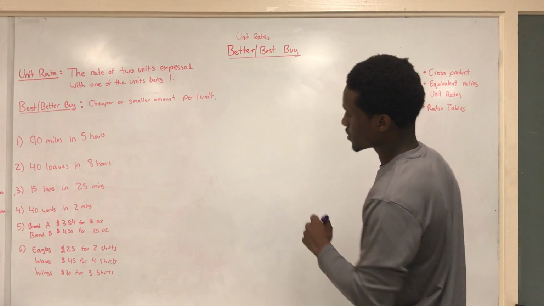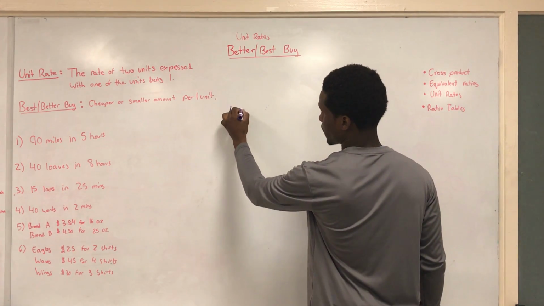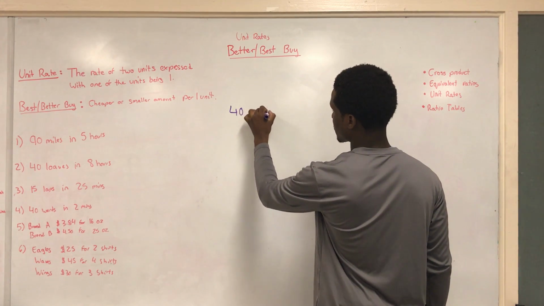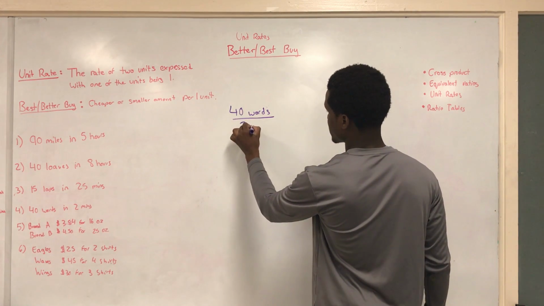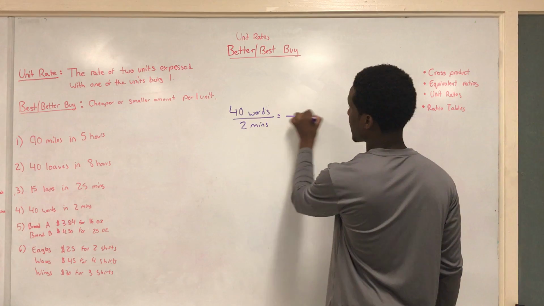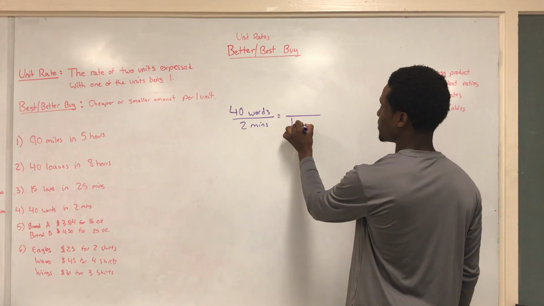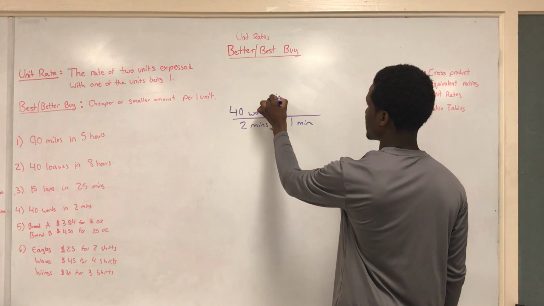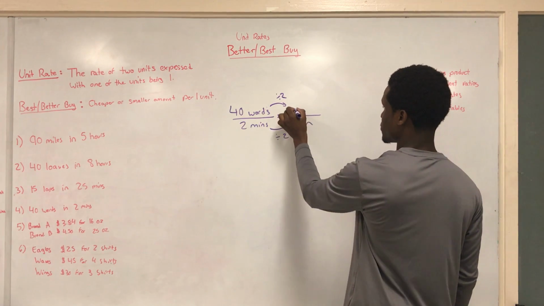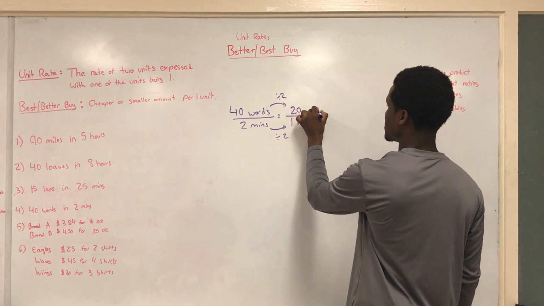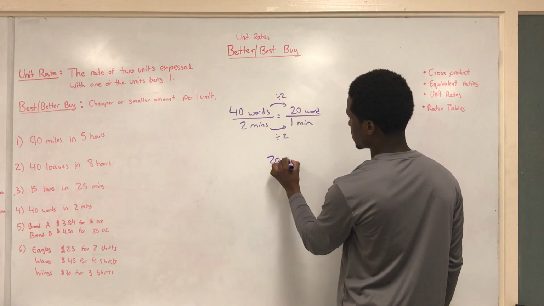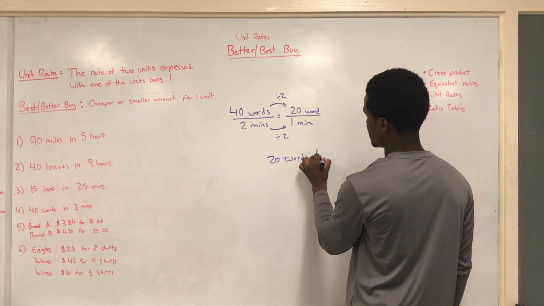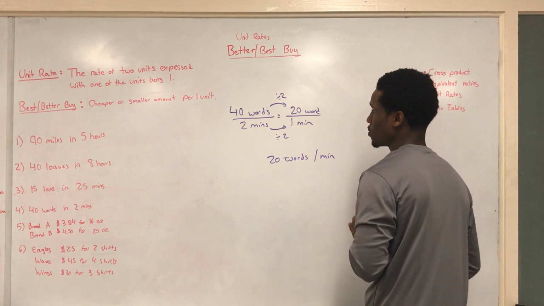Now, let's go back to another equivalent ratios example. So 40 words in 2 minutes. I need to figure out a unit rate, so that'll be for 1 minute. So I'm going to divide by 2 and divide by 2. So 40 divided by 2 will give me 20 words. So my unit rate is 20 words per minute.